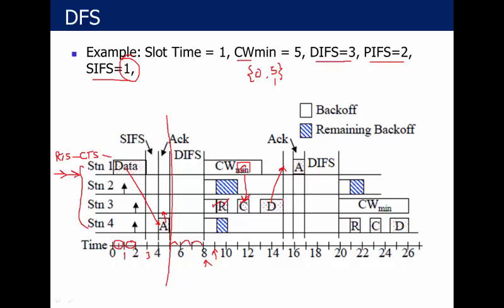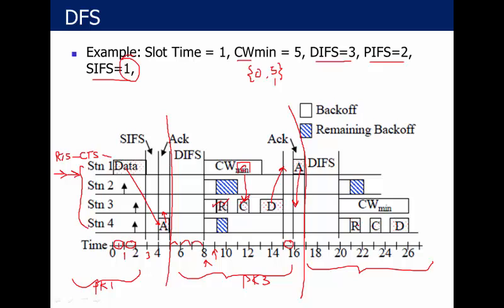When data transmission completes, then acknowledgement, then SIFS, short interframe space, and after that the acknowledgement is received by station 1. Then this is done. Another packet transmission is done. So this is packet 1. This is packet 2.